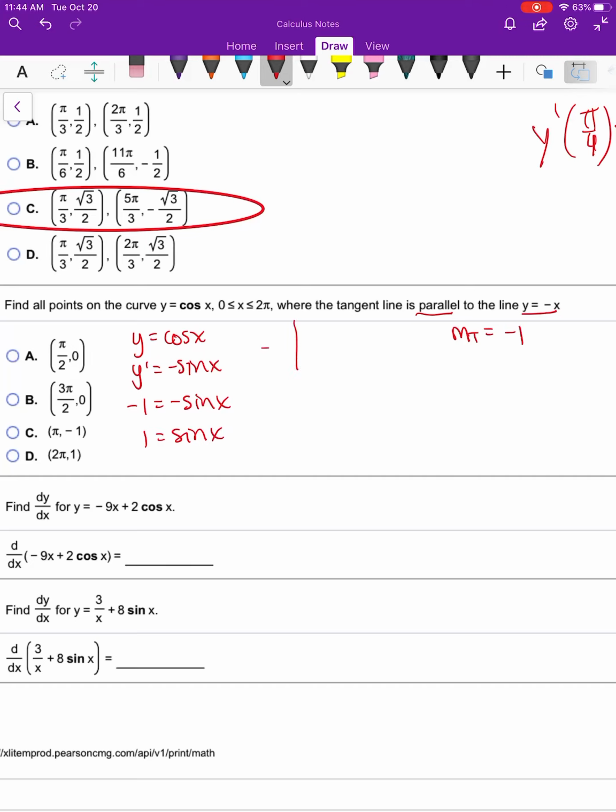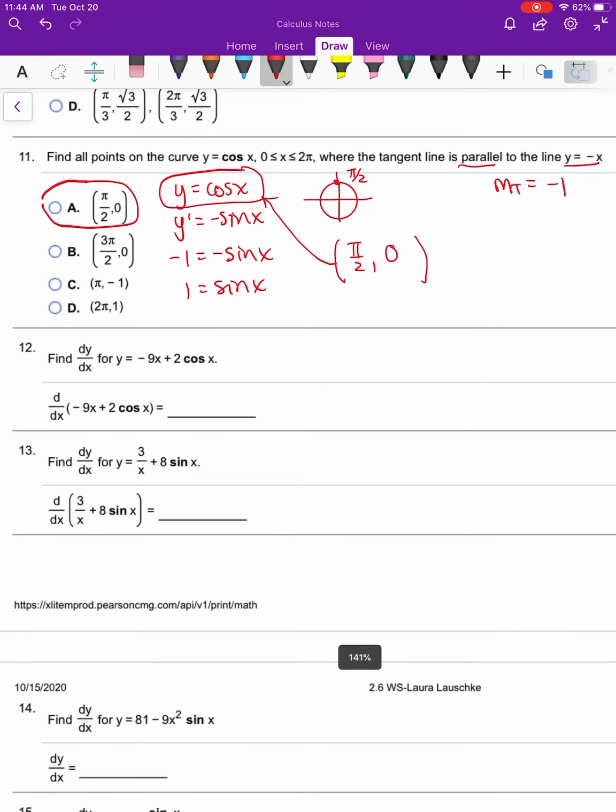And so sine of x is going to be positive 1 only in one spot, and that is pi over 2. So we're going to say that that is true at pi over 2, and then we go back, because this point is on your original function here, we're going to go back here to find the y value. Cosine at pi over 2 is 0. So this is going to be A.